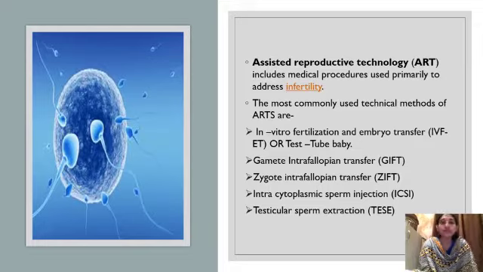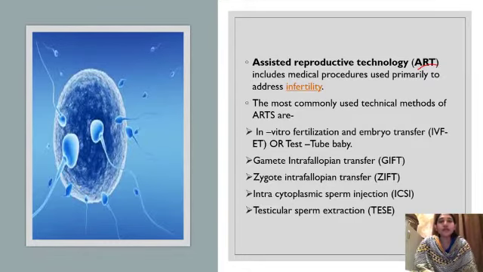And what is infertility? Infertility means incapability to bear a child even after having 1 year of unprotected coitus. This assisted reproductive technology is also denoted with a short form, and that is ART. So when we say ART, we actually refer to assisted reproductive technologies.